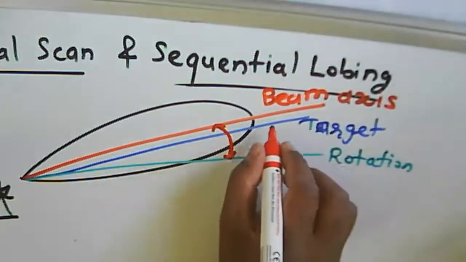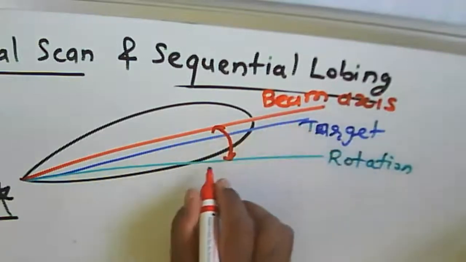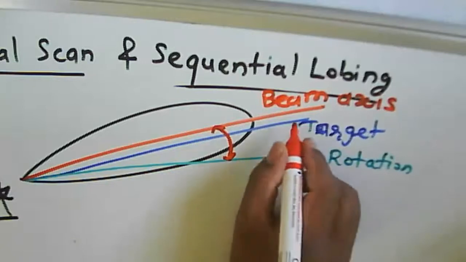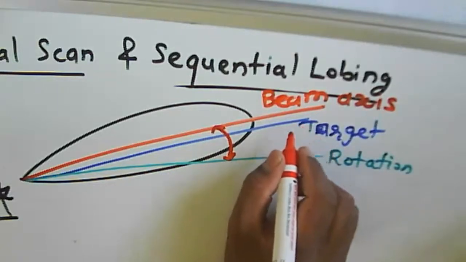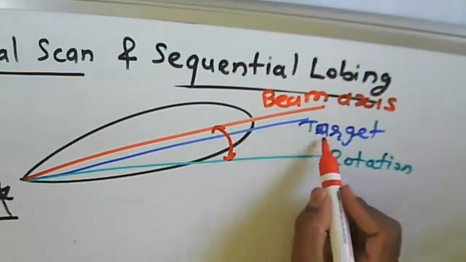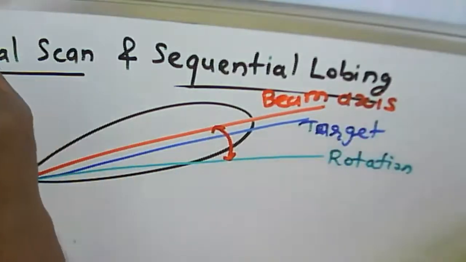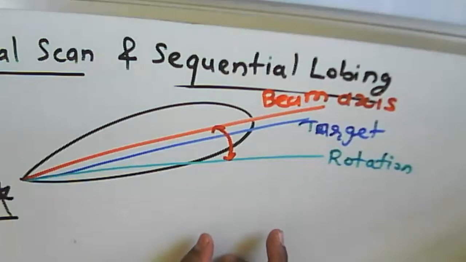The axis of rotation is from the beam axis and from the rotation axis. This one is a rotation axis, this one is a beam axis, and this one is a target axis. Here is the target position. So now from this we can find out what the beam will be.